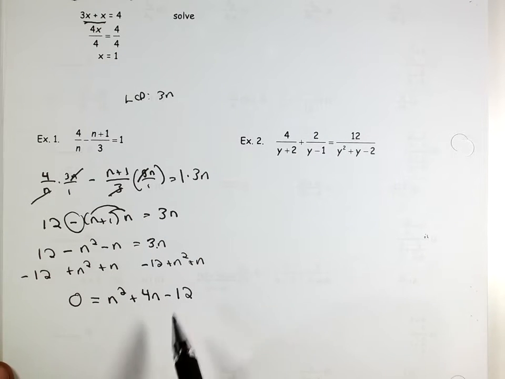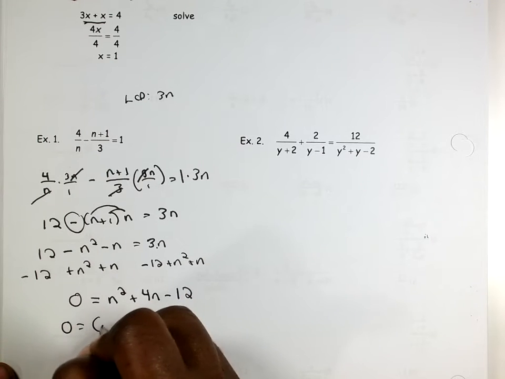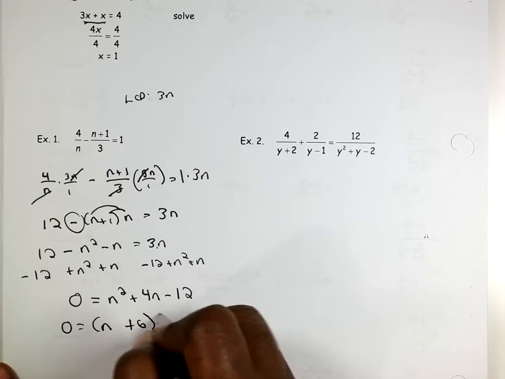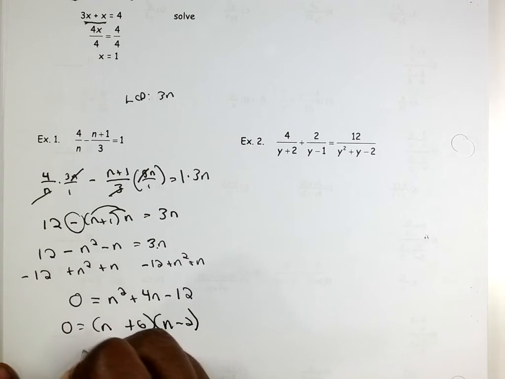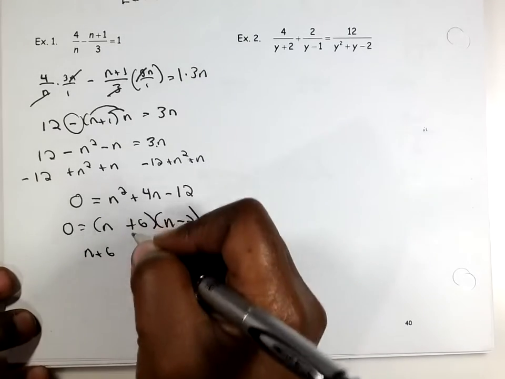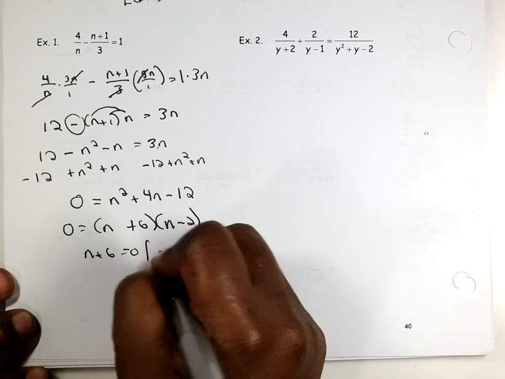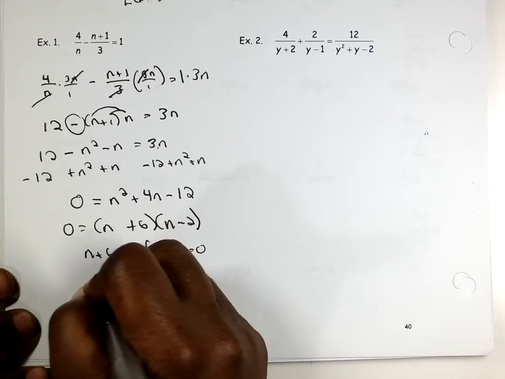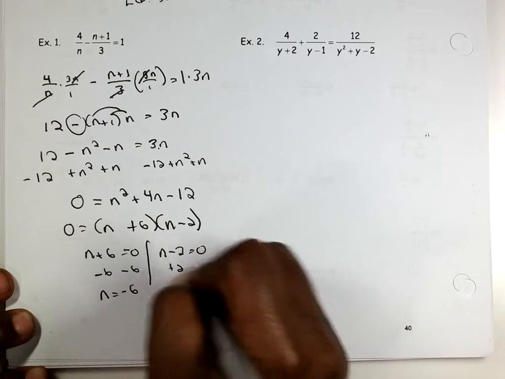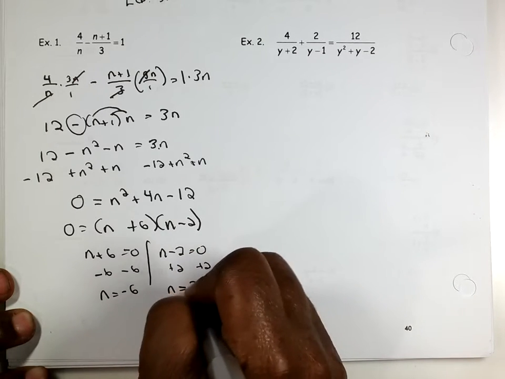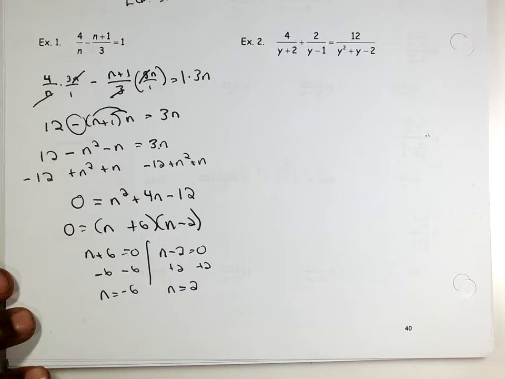So we can factor this. For negative 12, the factors we're going to use are 6 and 2. So n plus 6 and n minus 2 will give us the correct middle term of 4. And then we set each factor equal to 0. So one of my solutions is negative 6, and the other solution is positive 2.